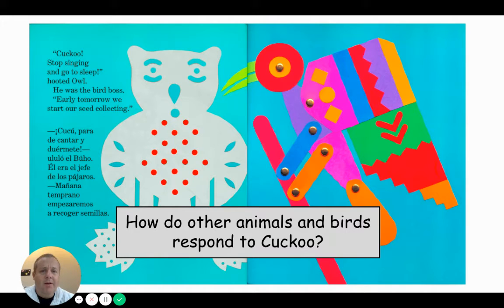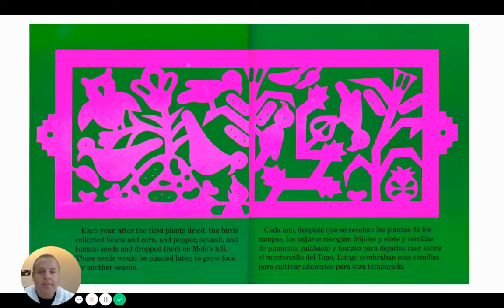So looking at the parrots, looking at the dove, looking at the owl, how do other animals and birds respond to Cuckoo? What do they think about her and her prettiness? Ugh. I'm Cuckoo, I'm so pretty, right?